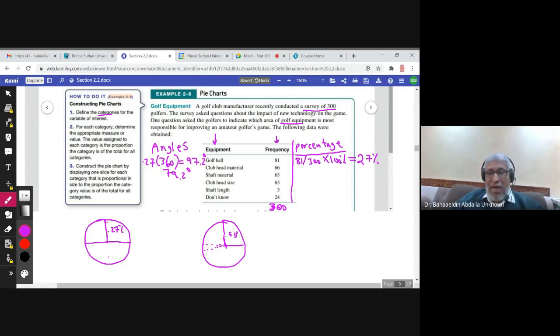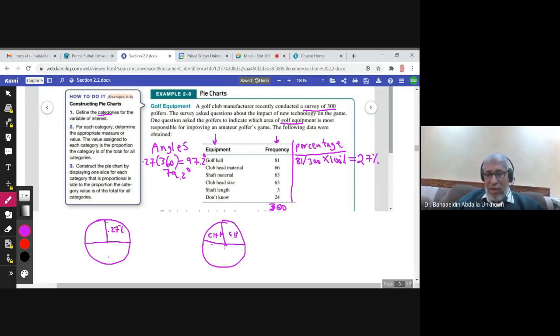Or you can add 97.2 plus 79.2, and the answer would be 176.4. If the answer is 176.4, then that's good, because you know how to sketch the graph of 180 degrees. This would be 180, it's 176, so it's very close to this. So this would be the golf ball, and this would be the club head material.